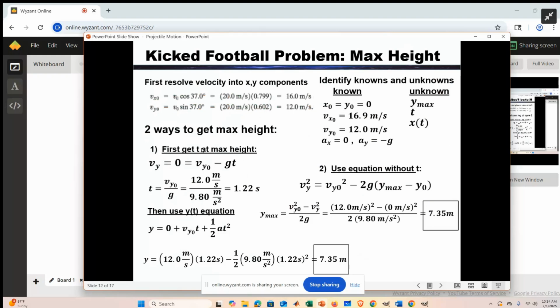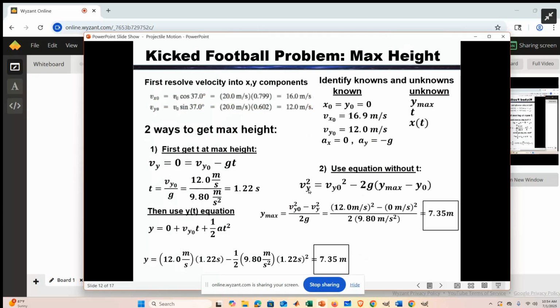One way is to go through the time, get the time that it takes to travel to the max height. That's the time that the velocity needs to reach 0, and that's given by this. You find the time it takes to reach the max height. Then you use the y position equation to get what that height is actually going to be when it reaches the max height.